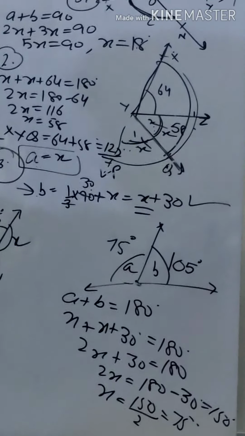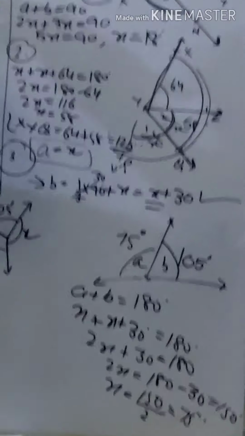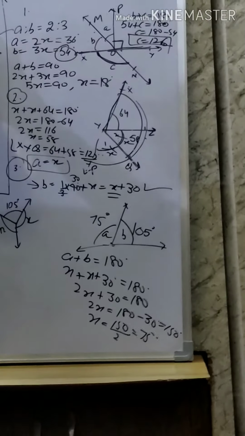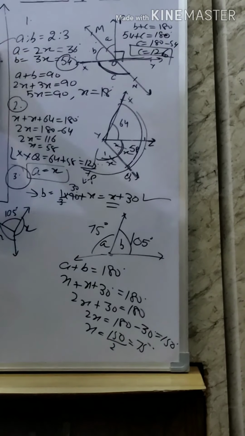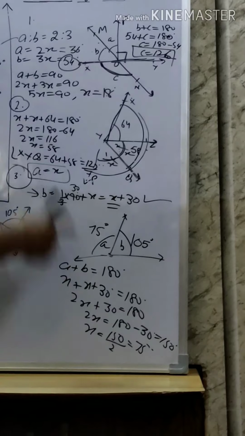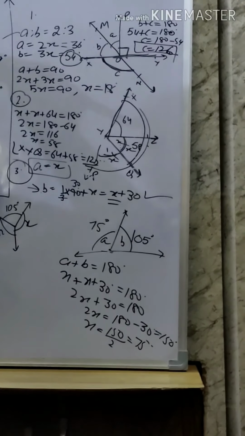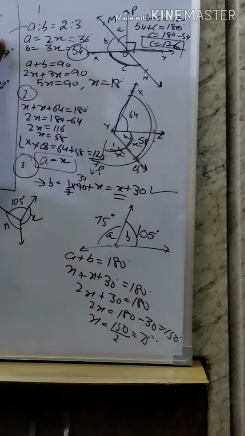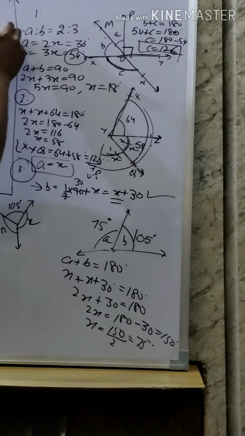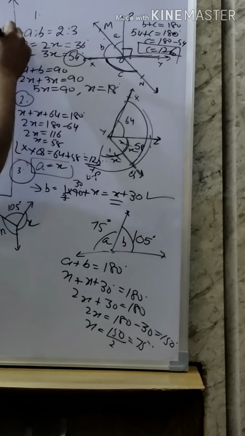So this angle is 105 degrees. No, A is 75. B is here. A value is x, 75. So A is 75 and B value is 105 degrees. Then it is the correct answer.